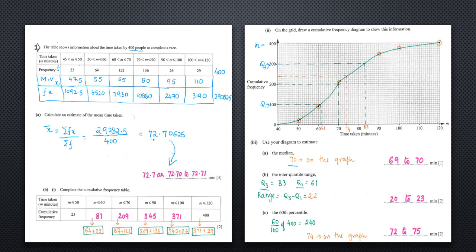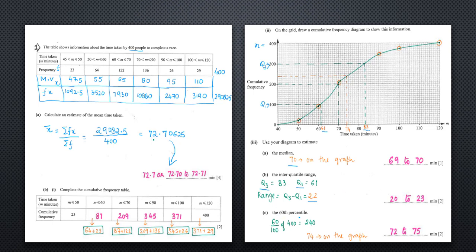So we do the similar thing, drop a line perpendicular to the curve, and by way of this we get 83 as the upper quartile and we get 61 as the lower quartile, and the interquartile range essentially is the difference between the two. So that gives us the value 22, which again falls within the range of 20 to 23.